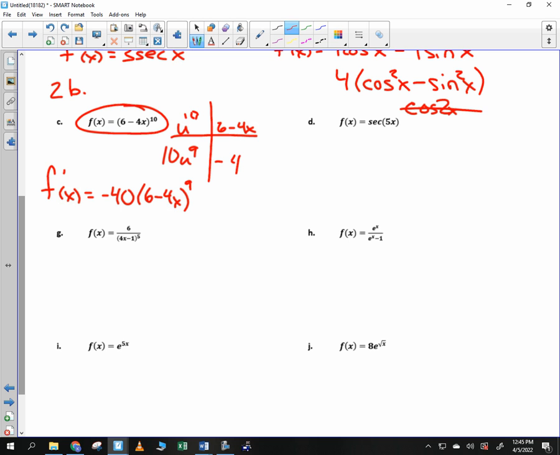Okay. All right. This one, derivative of the inside is 5. What's the derivative of the outside? So secant of 5x, tangent of 5x. Yep, that's what we did. We did the chain rule. Yep, we did it in our head.